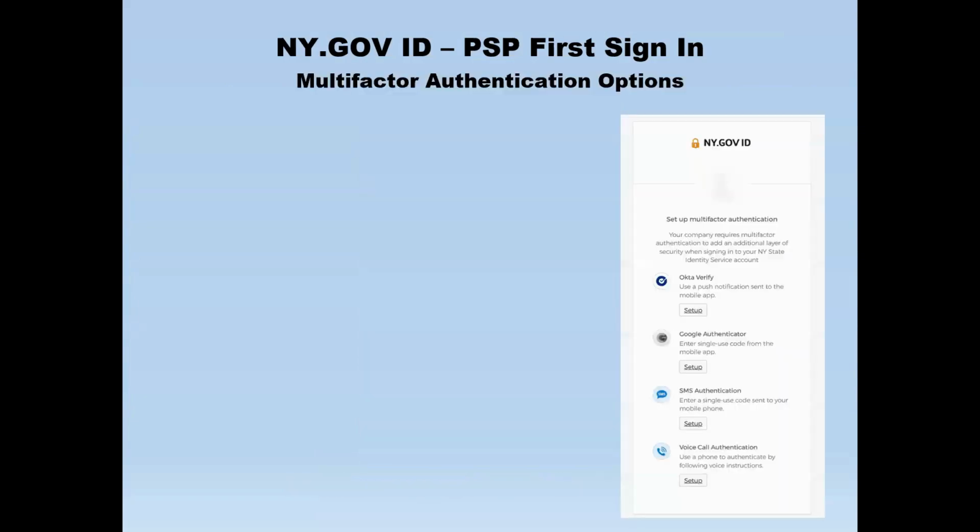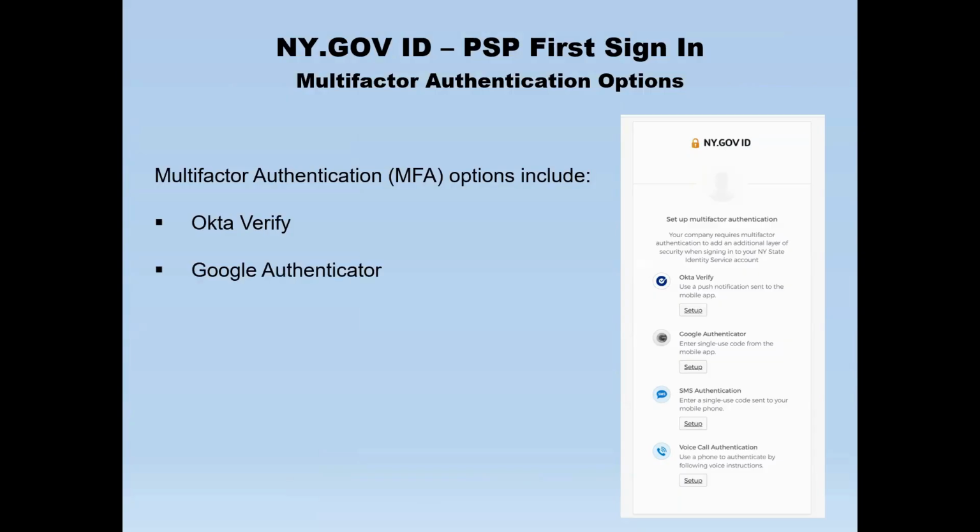Once you've signed in, if you haven't already set up multi-factor authentication or identity proofing, you will be prompted to complete the steps. Multi-factor authentication, MFA, options include Okta Verify, Google Authenticator, SMS text message, and voice call. Please note, we recommend setting up more than one multi-factor authentication option as an alternate method if needed.